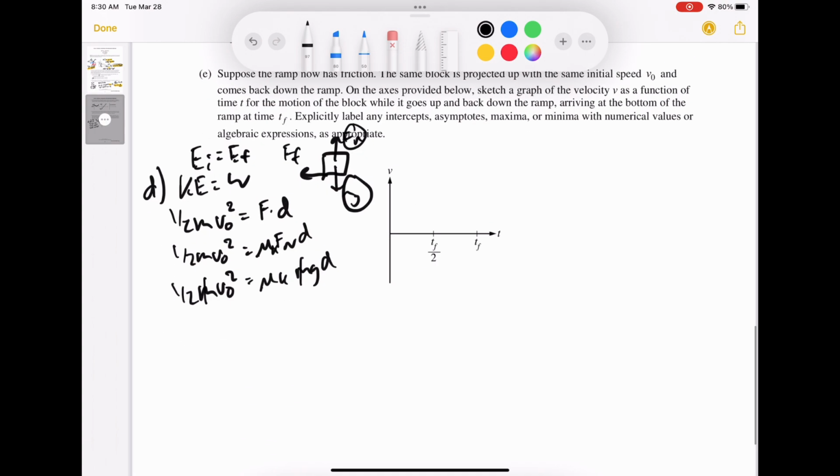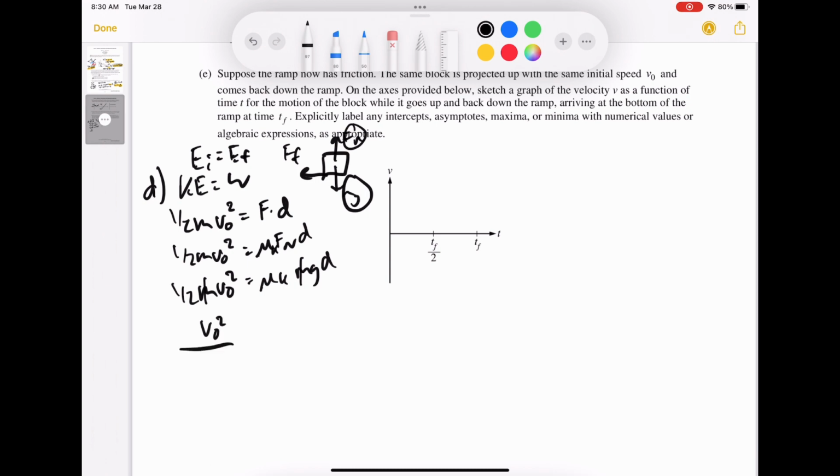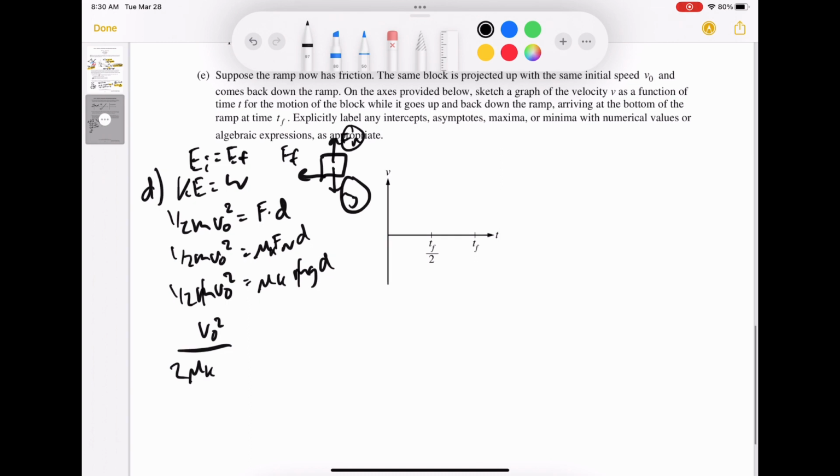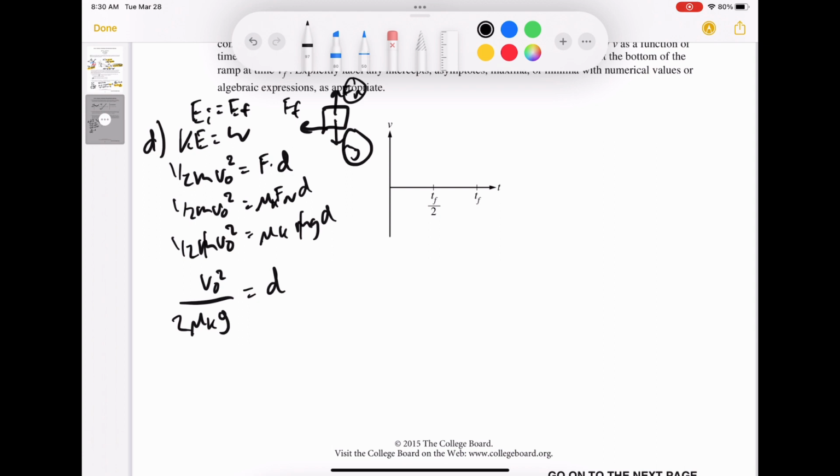So I have 1/2 v naught squared equals mu k g d. And so I'm solving for d, so I have v naught squared divided by 2 mu k g equals d. Okay? And so that gives me the distance it will travel. This formula makes sense because the velocity will increase the distance, whereas the mu k will decrease the distance. Okay?